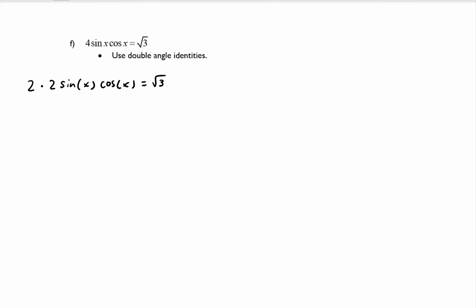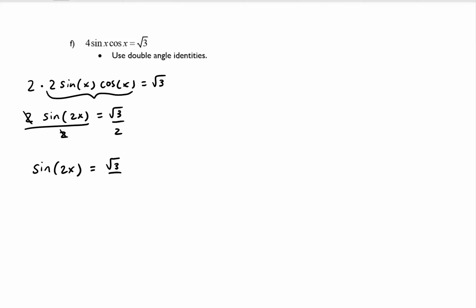And hopefully this thing here looks familiar, because that is the double angle identity for sine. So we can substitute that for sine of 2x. And now we can divide both sides by 2 to get rid of this, and we get sine of 2x is equal to root 3 over 2.